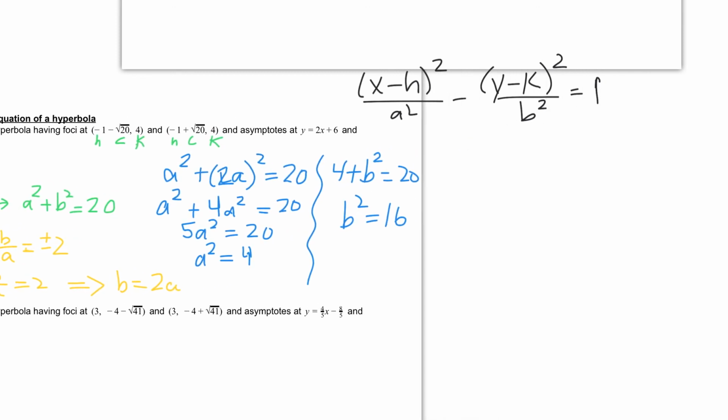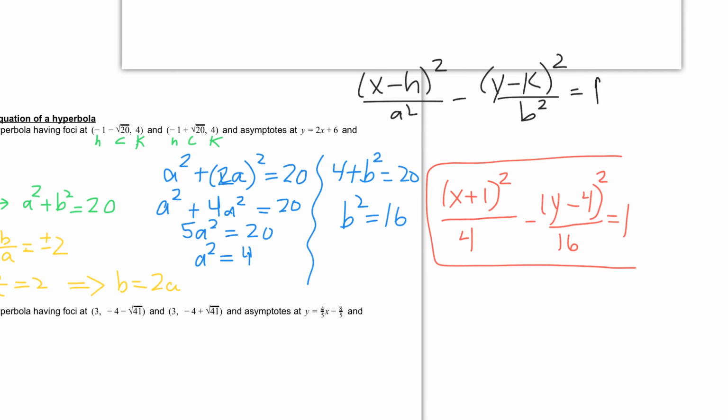So I get my answer to be x minus the h value, and h we found was -1. So minus a -1 makes this a positive, and that's squared, over a squared, which we found to be 4, minus y minus our k value, which was 4, squared, over b squared, which we found to be 16, and that's equal to 1.